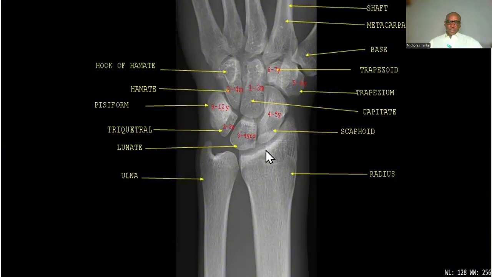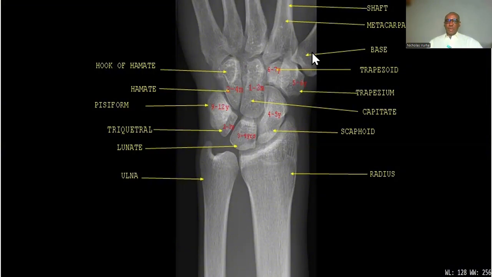And there are joints like the radiocarpal joint, which is between the radius and the carpal bones, mainly the scaphoid and lunate. Then in between the carpal bones, you have the intercarpal joints, in all of them. So this lucency indicates joint spaces, and this is to say they are well aligned. And distally, there are other lucencies which you can see between the distal carpal bones and the metacarpals.